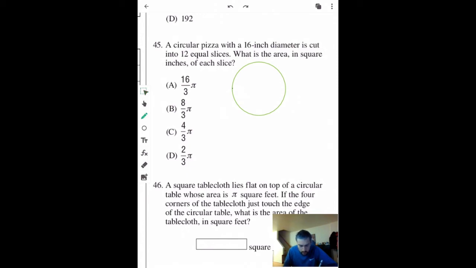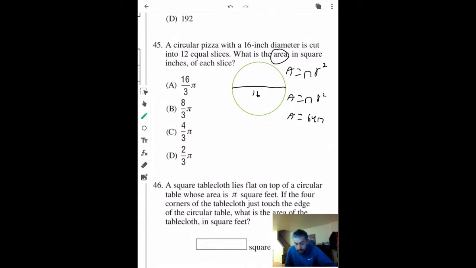Let's write as much as we know about this. This pizza has a 16-inch diameter. So here is 16. We're talking about area. Area is always pi r squared. So area equals pi 8 squared. So the area is 64 pi. Always keep your answers in terms of pi.